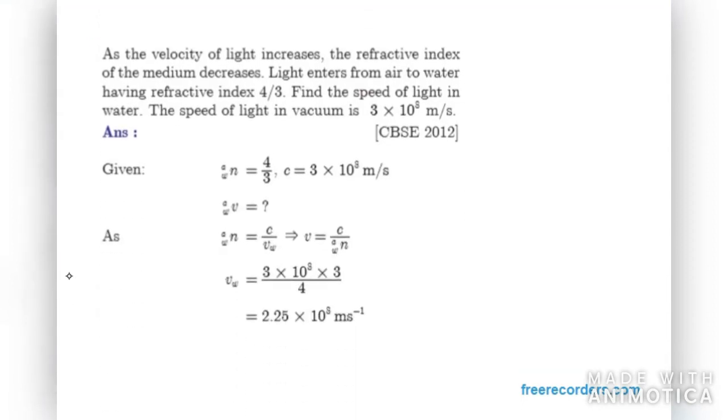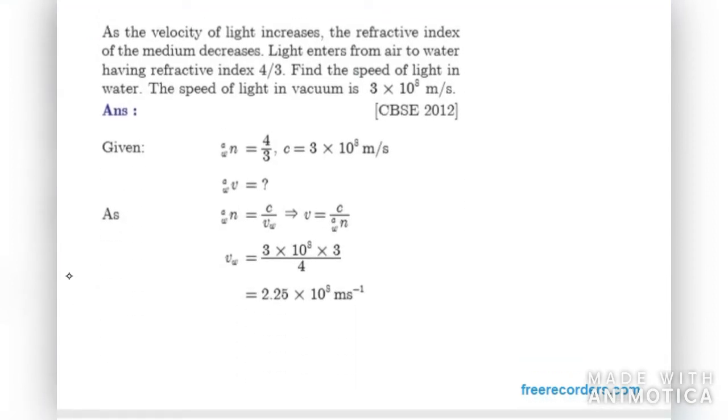Moving on to next. This is again a very important question from the viewpoint of this year's board. As the velocity of light increases, the refractive index of the medium decreases. Light enters from air to water having refractive index of 4 over 3. Find the speed of light in water. Speed of light in vacuum is 3 times 10 raised to the power 8 meter per second. So in this question, c is given, that is the speed of light in vacuum.